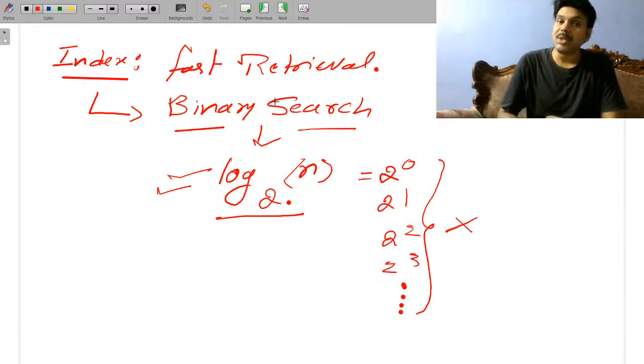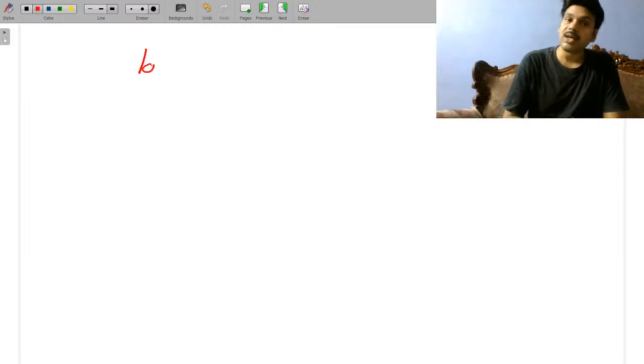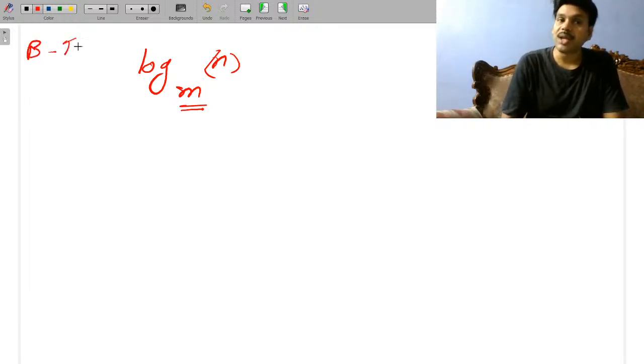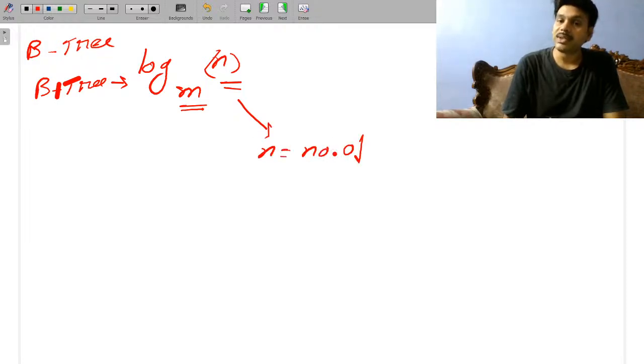Why? Because the B plus tree and B tree are not following log n base 2. They are following what? Log n base m. This is the power. This is the searching capacity of your multi-level index, known as either B tree or B plus tree. So here, what is the meaning of n? N is nothing but the number of index records. Here m is your searching capability, the order of the tree, you can say.